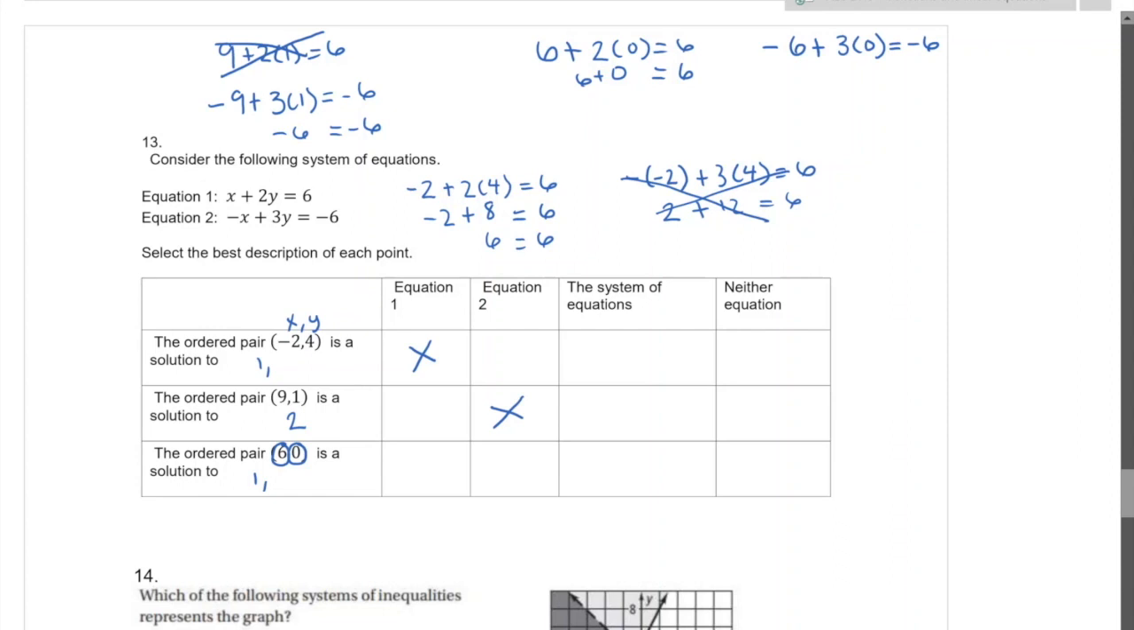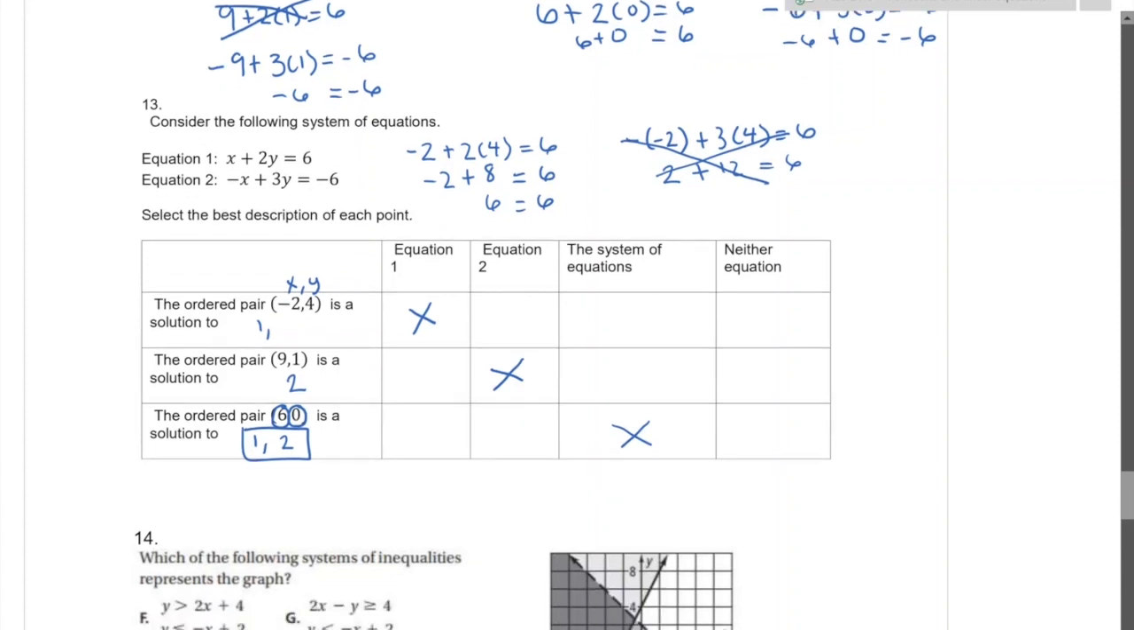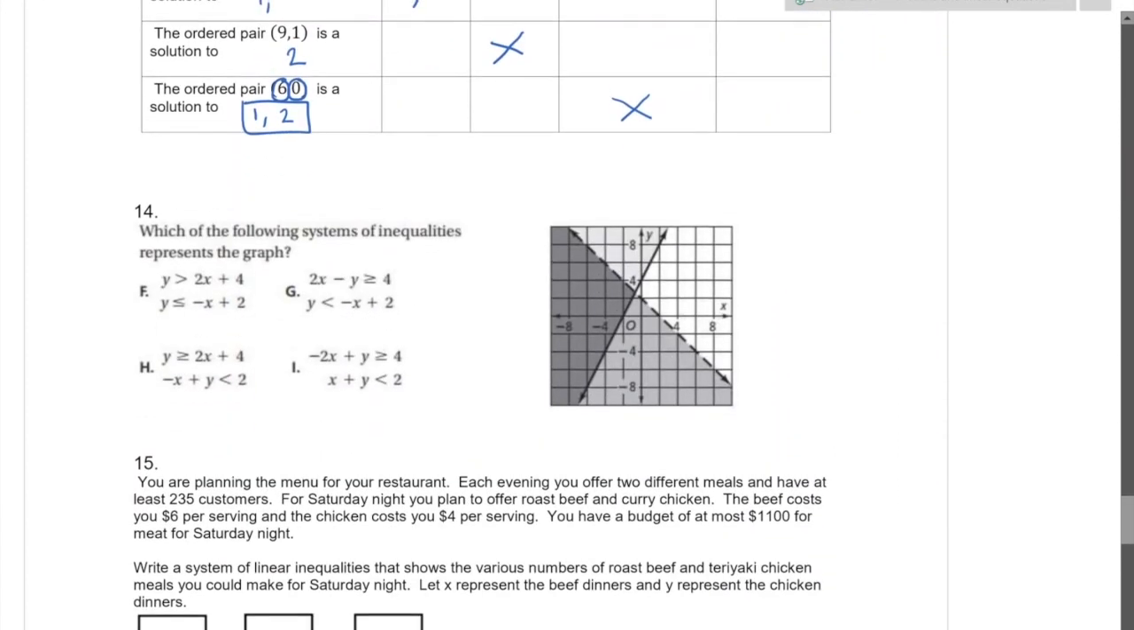3 times 0 is 0. Plus negative 6. Does negative 6 plus 0 equal negative 6? Yes. Notice they work for both of them, right? 1 and 2. So this right here is the system of equations. So it's 1, 2, and 3. Alright. Let's move on to 14.